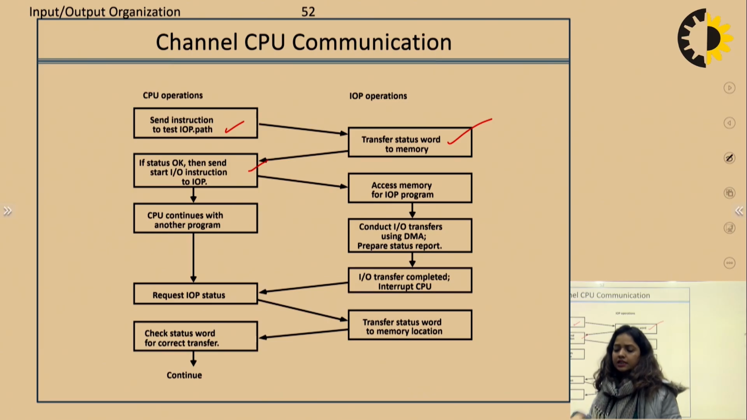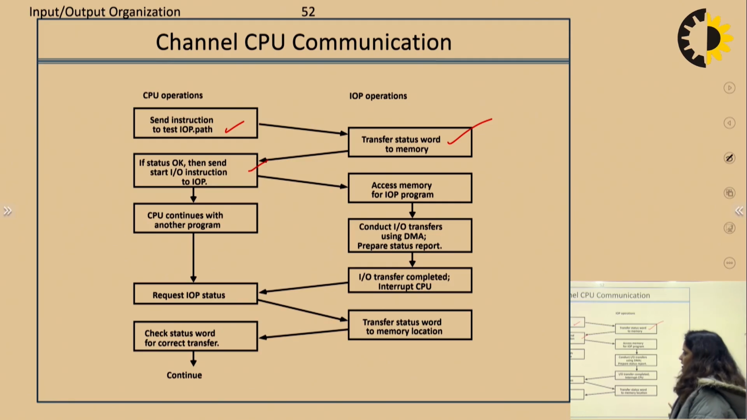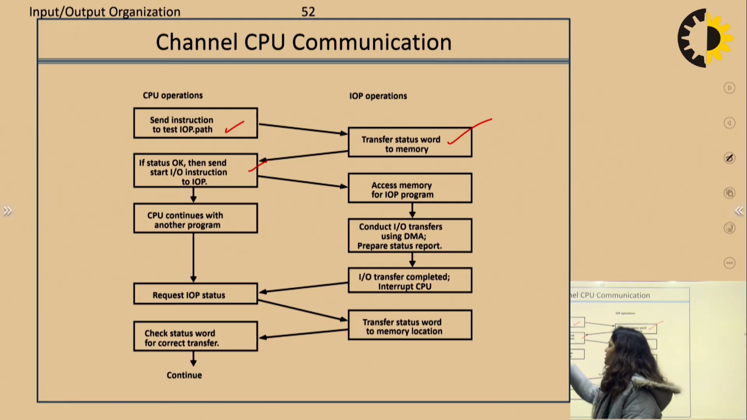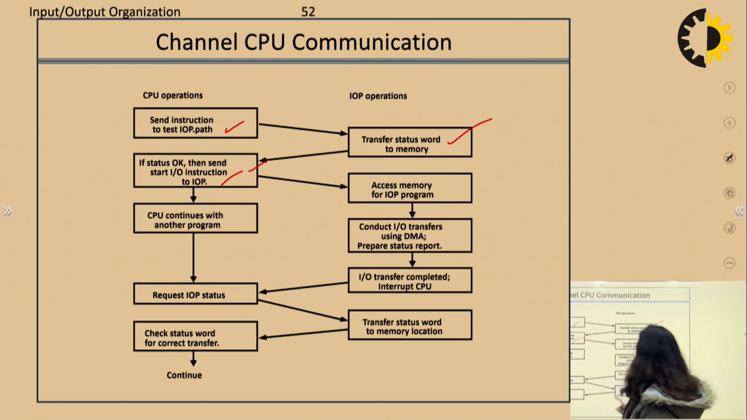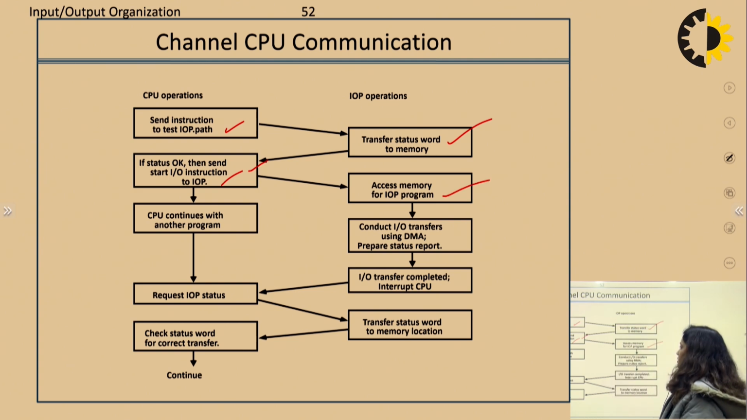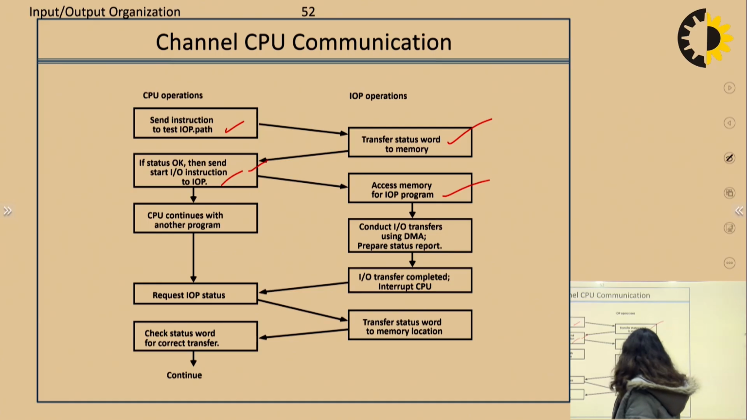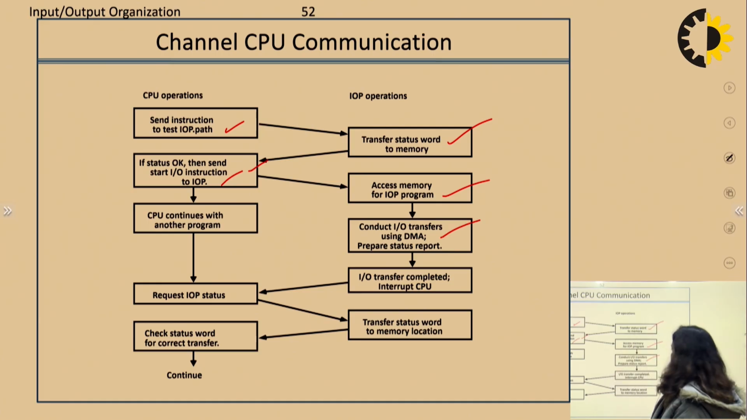0 is indicating that the processor is not available and 1 is indicating that the processor is available. If the status is okay, then send the starting input output instruction to the IOP and then access the memory from this IOP program. After that, conduct the input output transfer using DMA or without DMA, and then complete the transmission without interrupting the CPU.